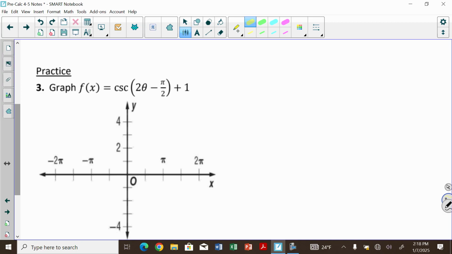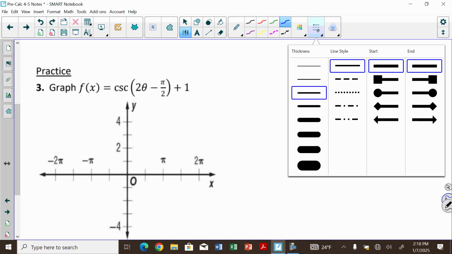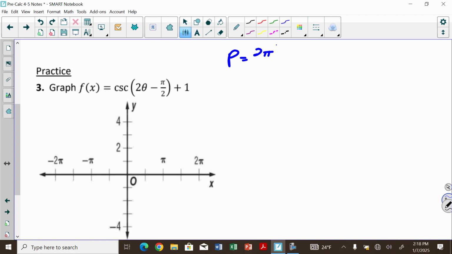So let's find our period. Our period is 2 pi over the absolute value of b. Our b value here is 2. We know our period generally is 2 pi, but if we have a b value, it changes that. So now we go 2 pi over 2, because that's my b value. So my period on this function will actually be pi.